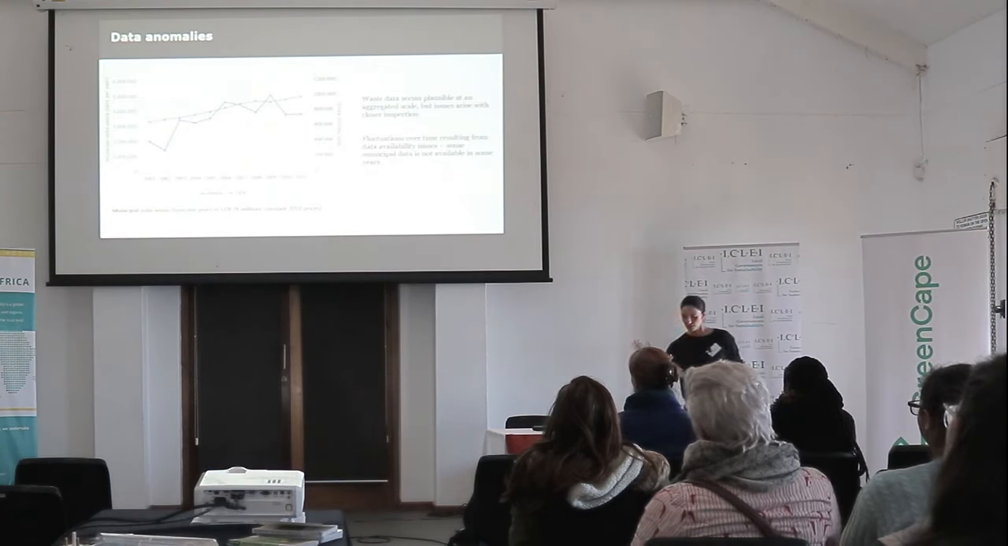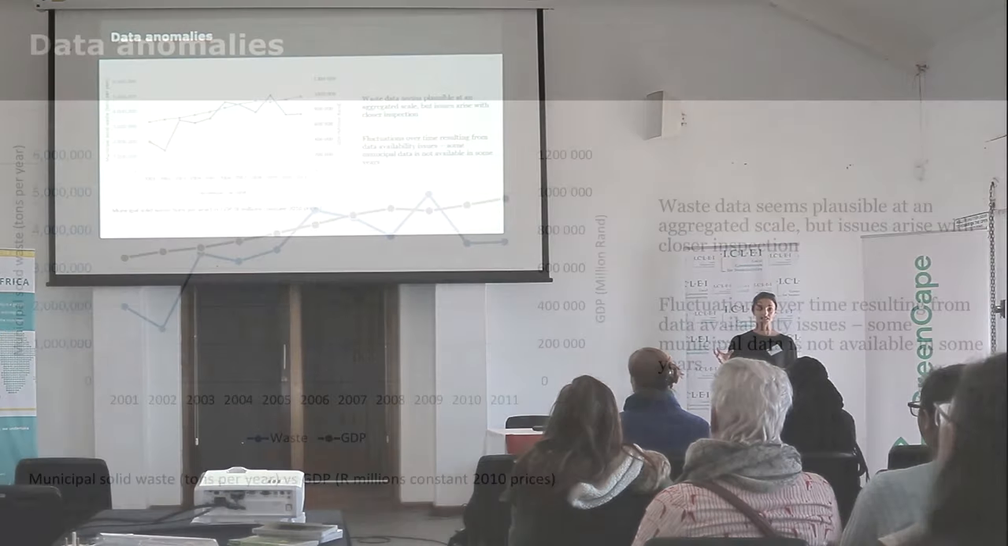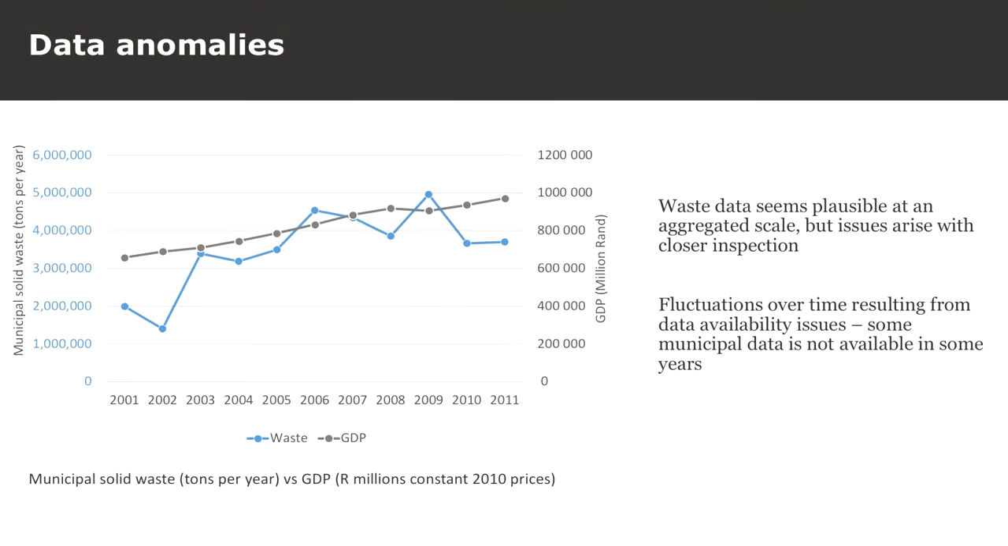Then shifting onto some data anomalies. So the graphs up until this point have been the broad level, Gauteng level results or city level results.